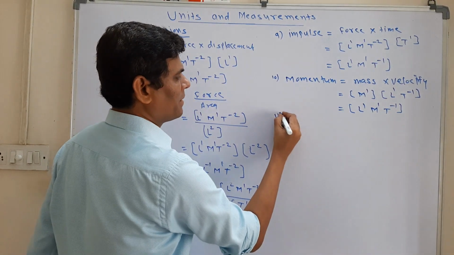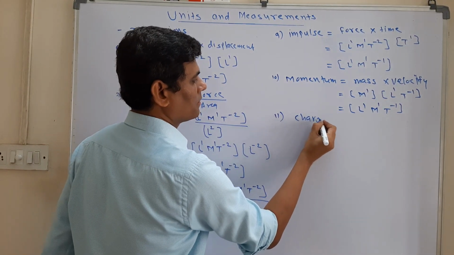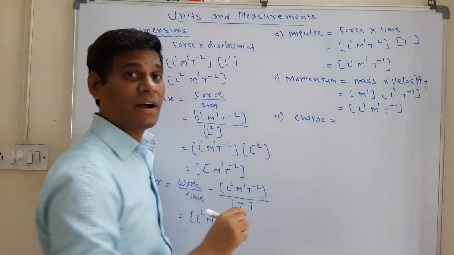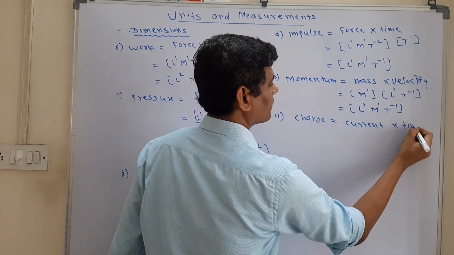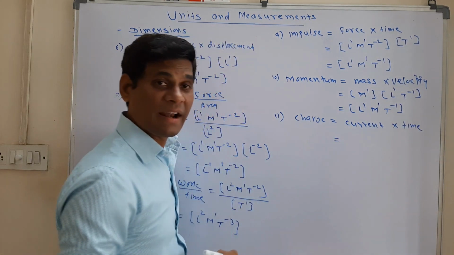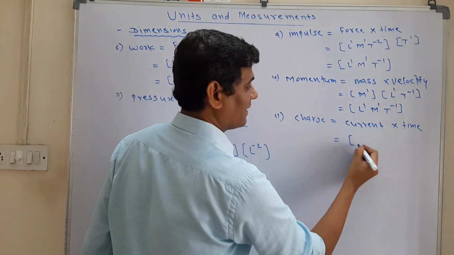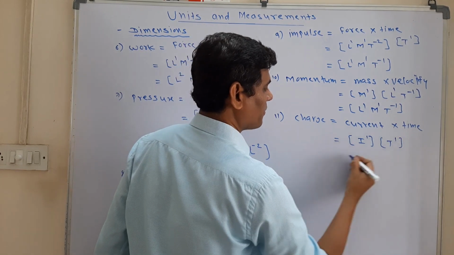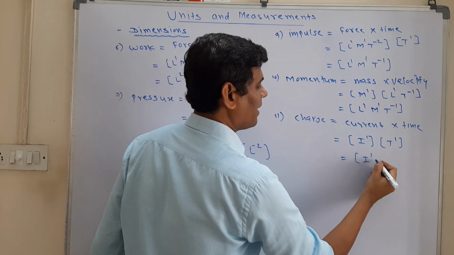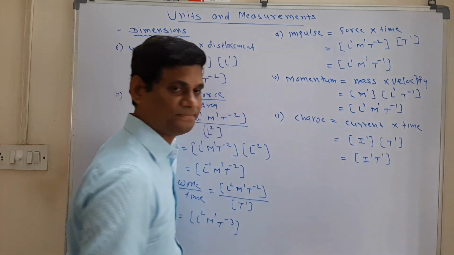Now students, number 11, charge. Charge is equal to current into time. Okay. Now current, which symbol do we use? I. For current I1, time is T1. So we can say I1 T1.